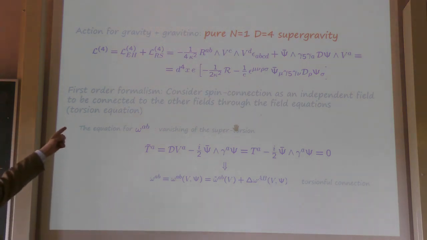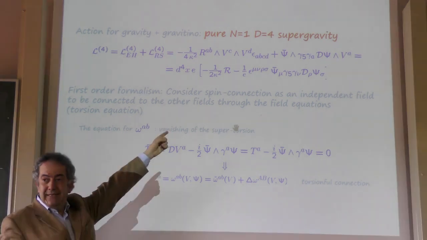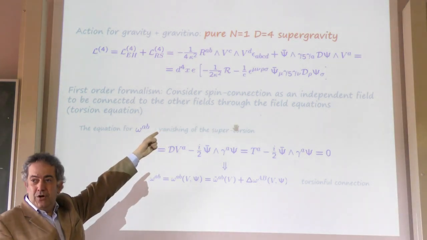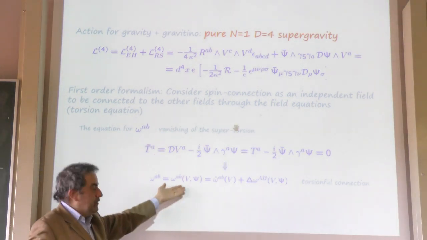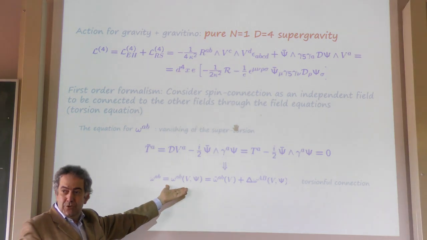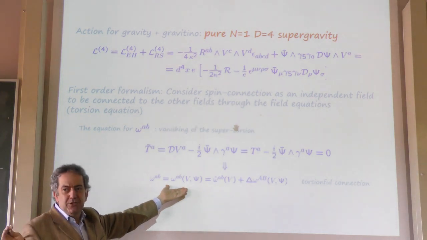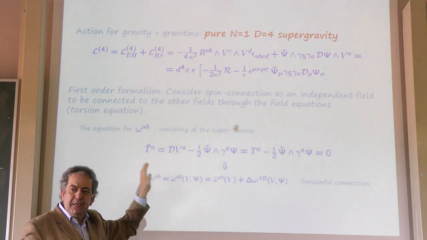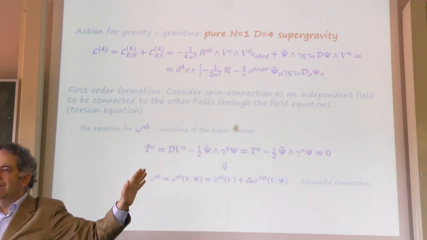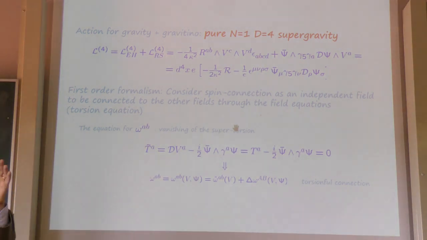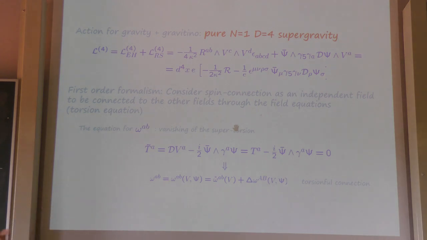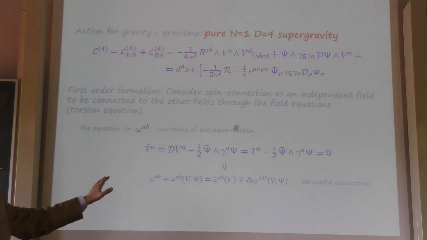So the action does not contain them. If you choose omega, it will be a torsion-proof connection, so you can reabsorb all these terms in a redefinition of omega. This is typical of pure N equal to 1. In generic supergravity, this is not the case. You cannot reabsorb the order 4 terms in the fermions, which are the most complicated ones, in a redefinition of omega. But in this case, you can, and things are much simpler.